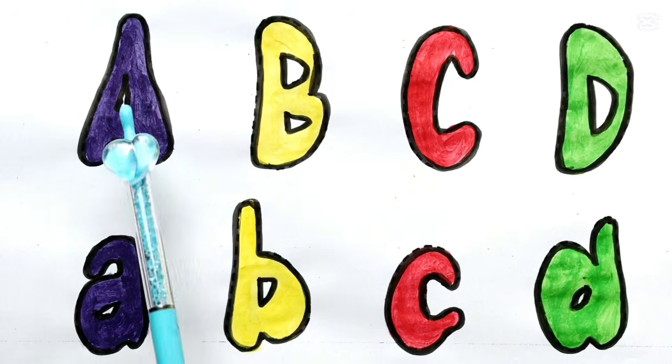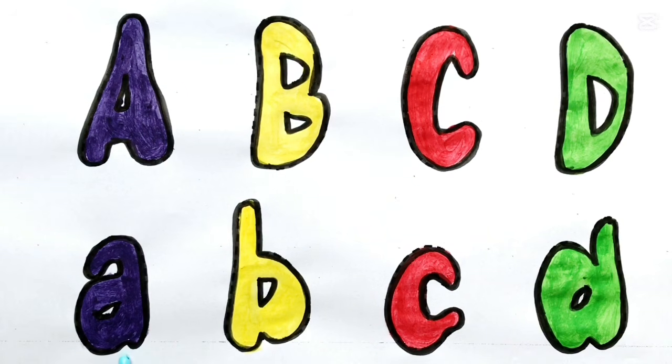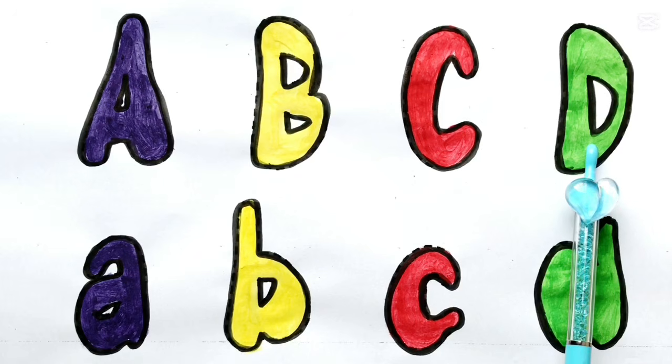Let's repeat, learn. Uppercase letter A, lowercase letter A. Uppercase letter B, lowercase letter B. Uppercase letter C, lowercase letter C. And uppercase letter D and lowercase letter D.